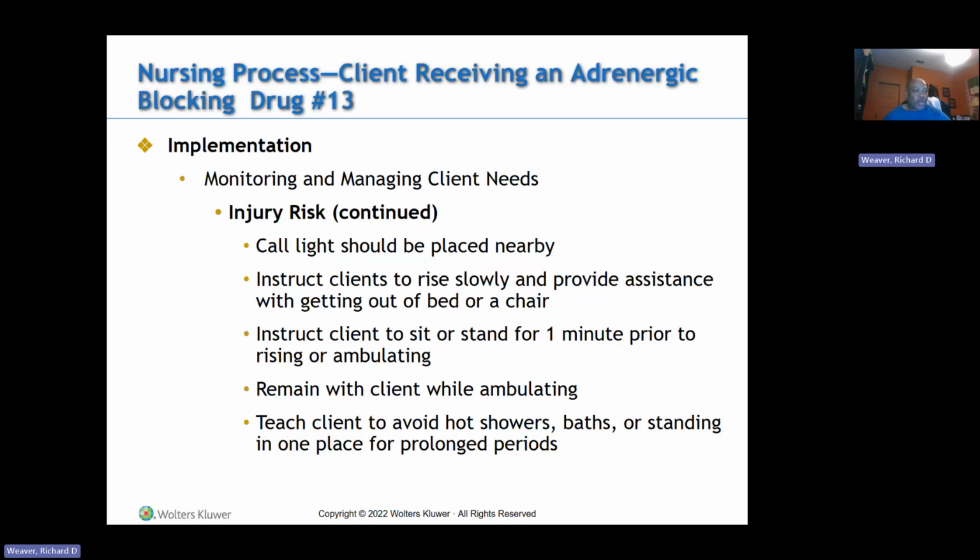Instruct the client to sit or stand for 1 minute before rising or ambulating. This is kind of like dangling on the side of the bed until things level out and stabilize, and then they can get up. Teach the patient to avoid hot showers, baths, or standing in one place for a prolonged period of time, because hot showers and baths actually vasodilate, and when you're given these medications, it can cause a significant drop in the blood pressure, bringing about hypotension, and the patient can injure themselves as a result.